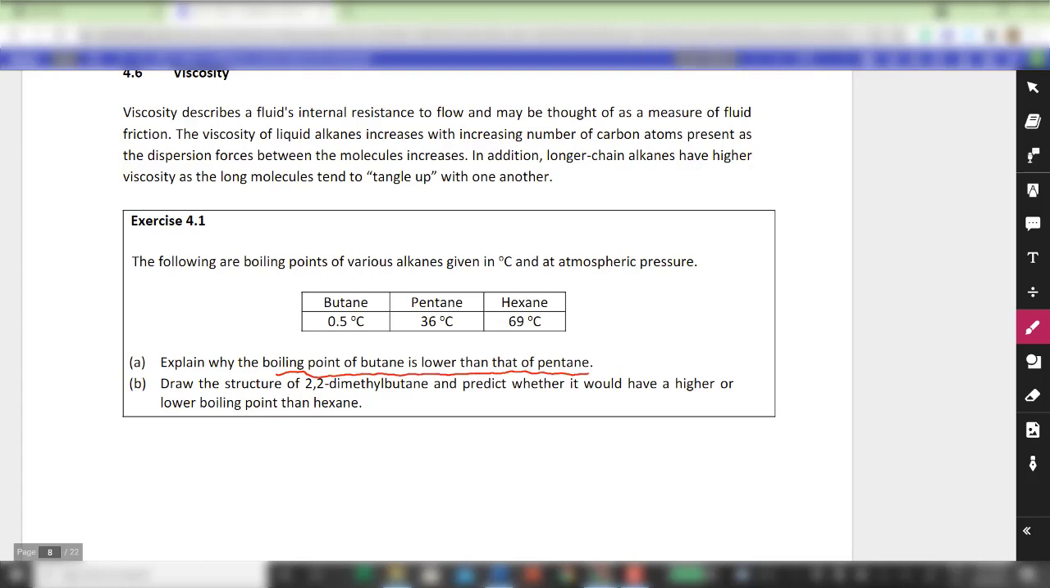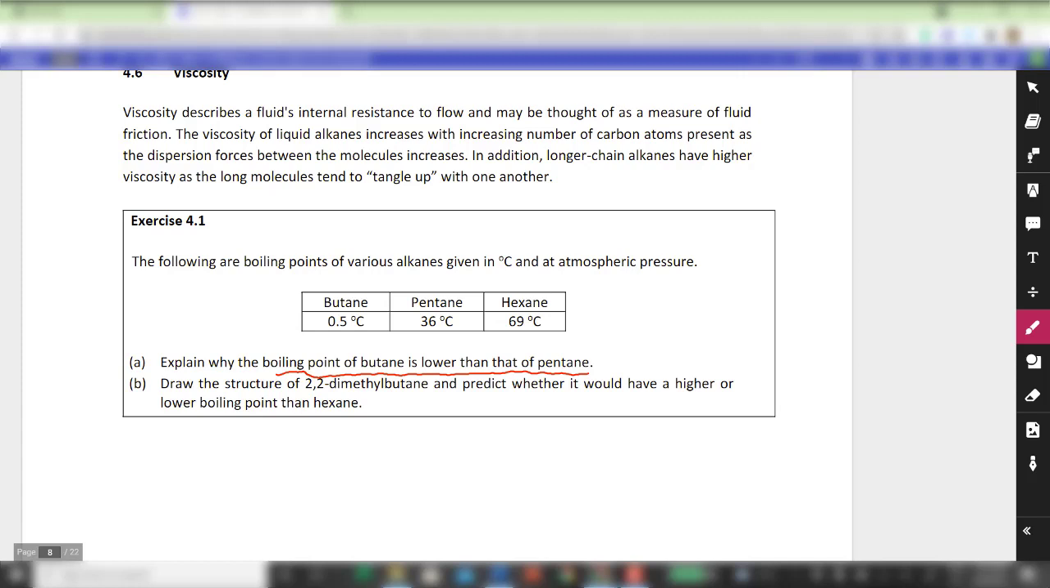I think this can be easily explained because going from butane to pentane to hexane, there is an increase in CH2 units. Pentane will have one extra CH2 unit compared to butane. Hexane will have one extra CH2 unit compared to pentane. That means the electron cloud size increases from butane to hexane, and therefore the electron cloud becomes more polarizable, and the more polarizable electron cloud will result in the probability of forming stronger dispersion forces.